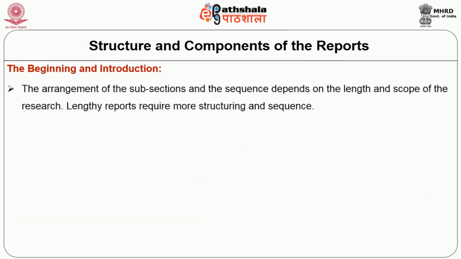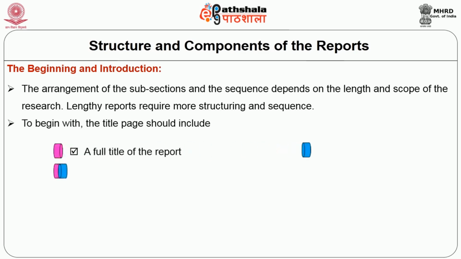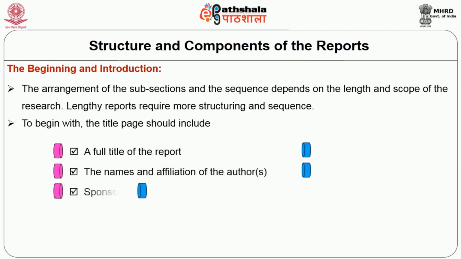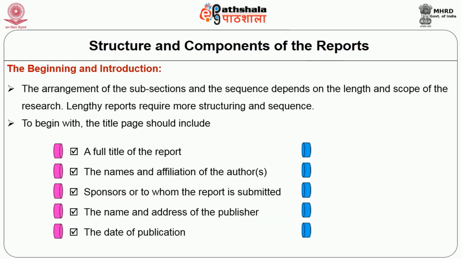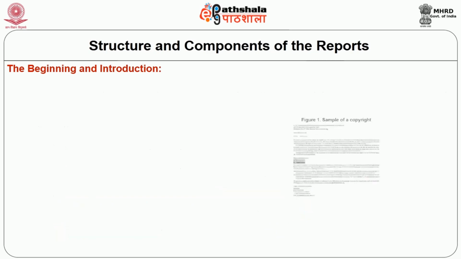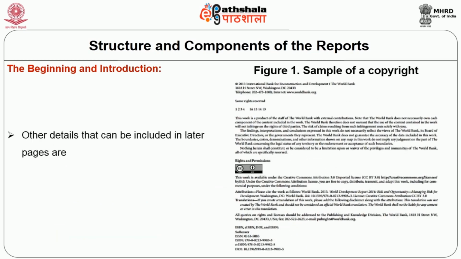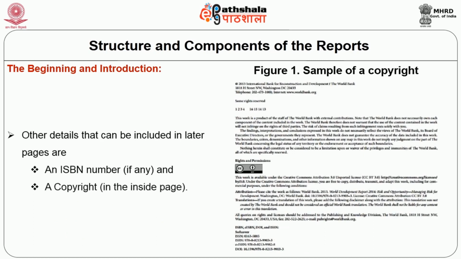The arrangement of the subsections and the sequence depends on the length and scope of research conducted. Lengthy reports require more structuring and sequence, obviously. To begin with, the title page should include a full title of the report, the names and affiliation of the authors, the sponsors or to whom the report is to be submitted, the name and address of the publisher and the date of publication. Other details that can be included in the later pages are an ISBN number, if any, and a copyright in the inside page.